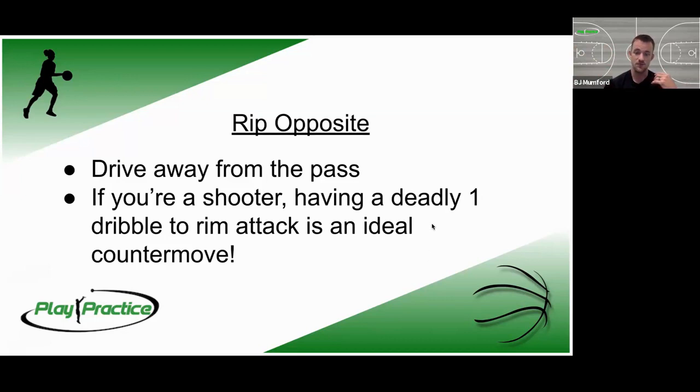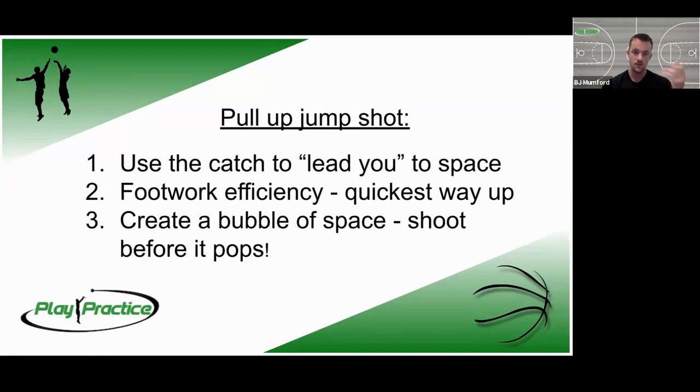And we like to point out here, having one dribble to the rim is ideal. Again, putting a lot of pressure on the defense by getting there quickly, efficiently, and having really good control of the ball by not having to dribble extra times on our way up into our finish at the rim. Pull-up jump shot, we like to use the catch as a lead towards space. So again, thinking about the idea of attacking opposite the pass.